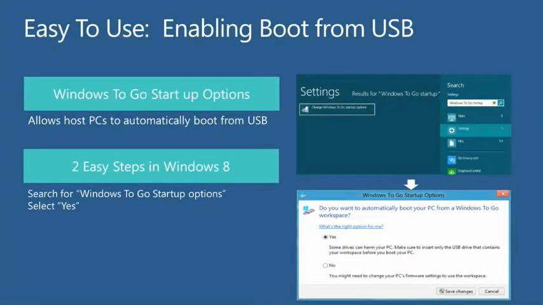Now presumably you would be helping the user to do this. And bear in mind this is assuming that they're running Windows 8 on their main PC. We look for Windows to Go Startup Options, we fire that up and we get a little dialog box. Do you want to automatically boot your PC from a Windows to Go workspace? Now if we choose yes, what effectively happens here is in a legacy BIOS machine, we redirect the boot sector to the boot sector on the USB drive, and on a UEFI machine, we just do this through the addition of a boot class entry.